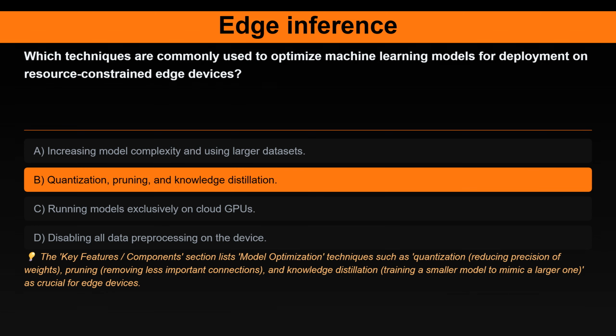The correct answer is quantization, pruning, and knowledge distillation. Here's the explanation. The Key Features and Components section lists model optimization techniques such as quantization (reducing precision of weights), pruning (removing less important connections), and knowledge distillation (training a smaller model to mimic a larger one) as crucial for edge devices.